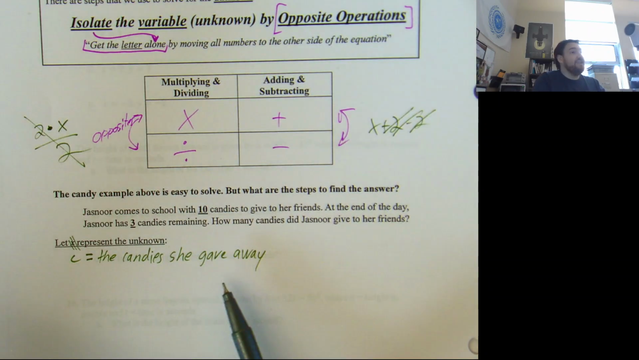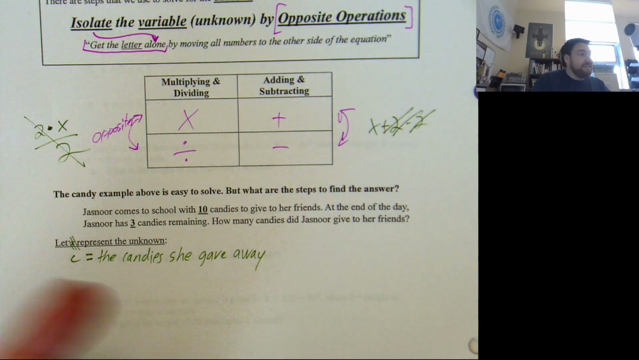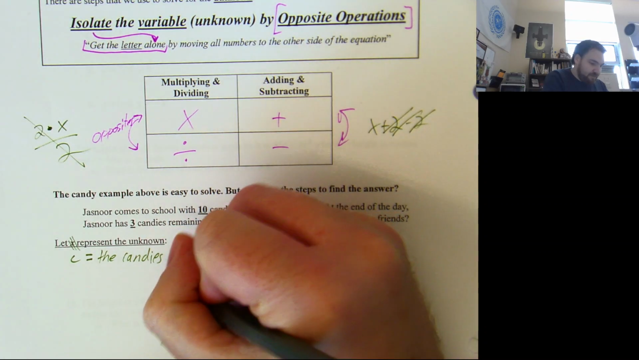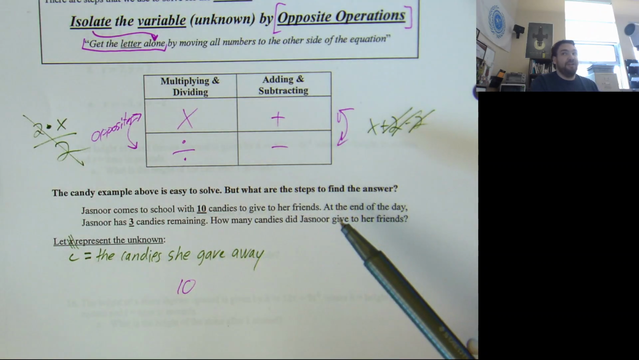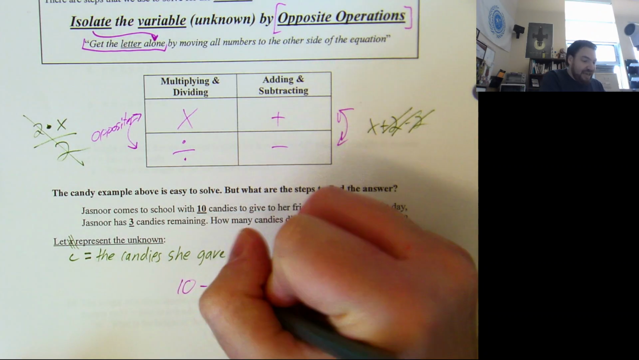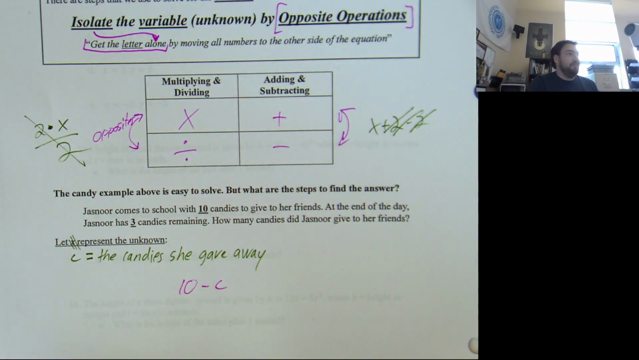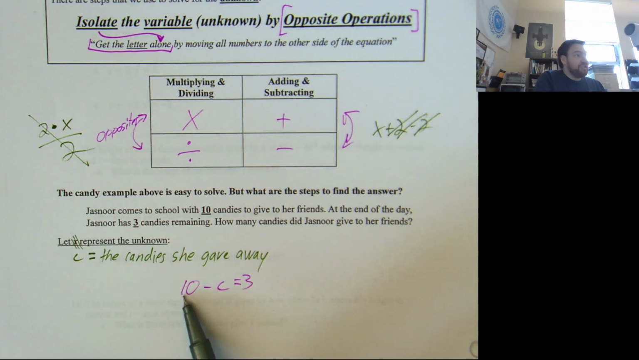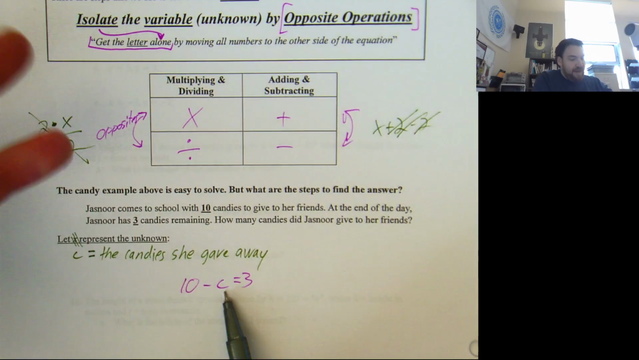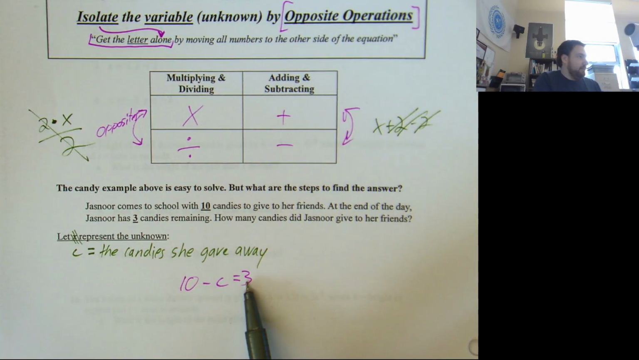So C is the candies she gave away. If she started with 10 candies, giving away is the same as what mathematical operation? Subtraction. You betcha. So she gave away an unknown amount. She gave away C of them. After she gave away some amount, how many did she have left? You betcha. So the amount she started with, taking away what she gave away, is going to give us 3.